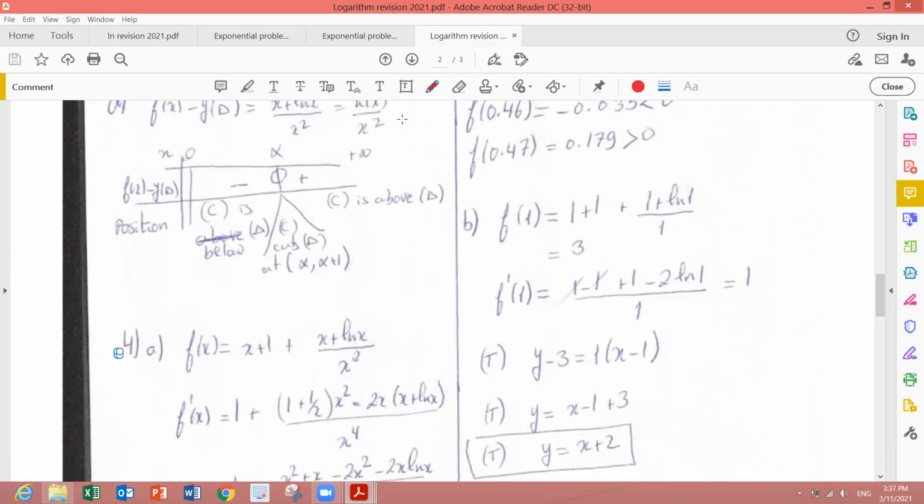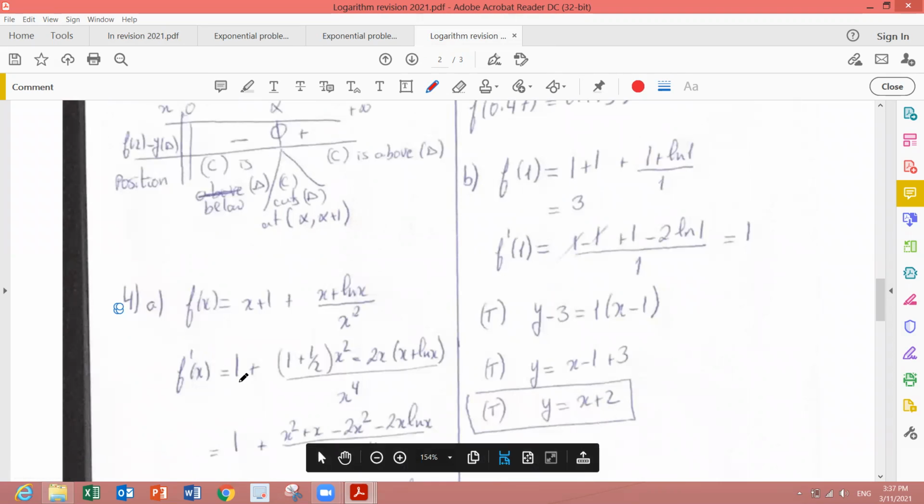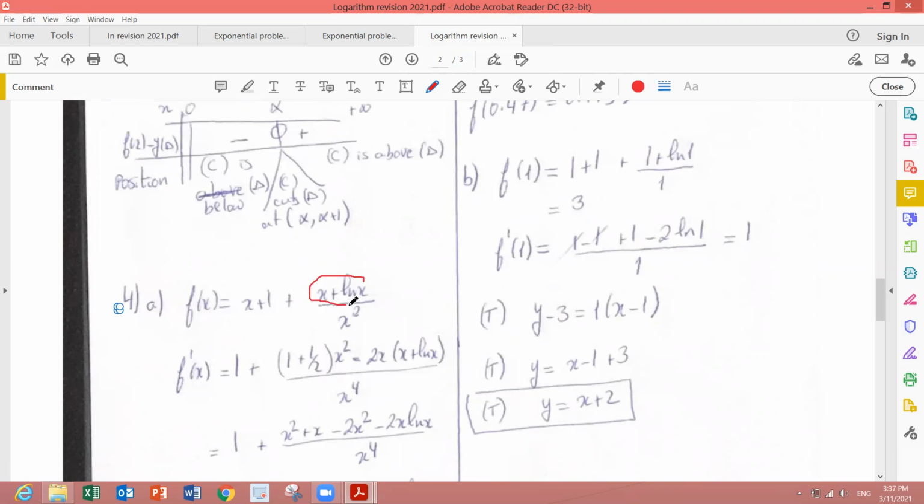So here, part 4. fx equals x plus 1 plus x plus ln x over x squared. F prime x: the derivative of x is 1, the derivative of 1 is 0. This one is of the form u over v. This is u, and that one is v.